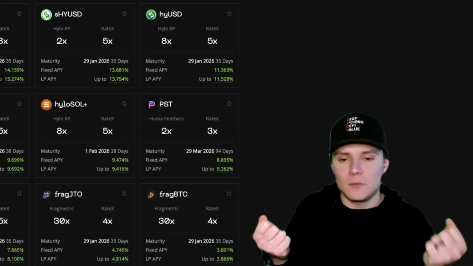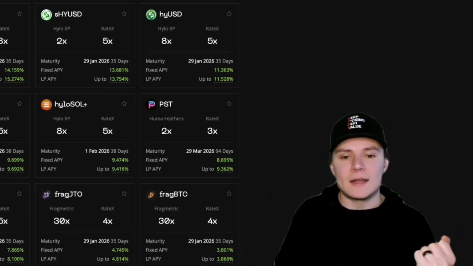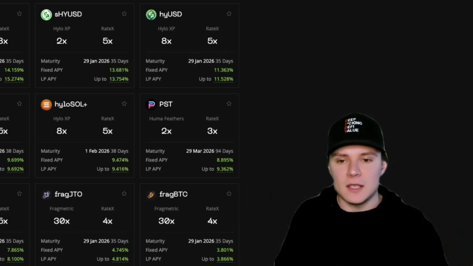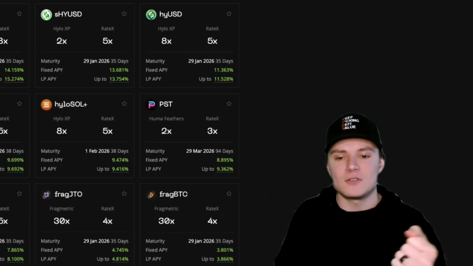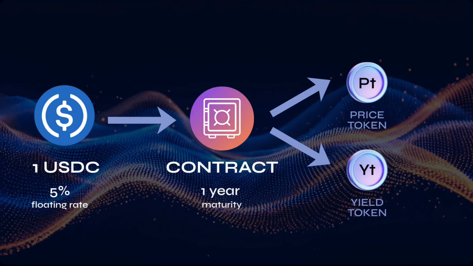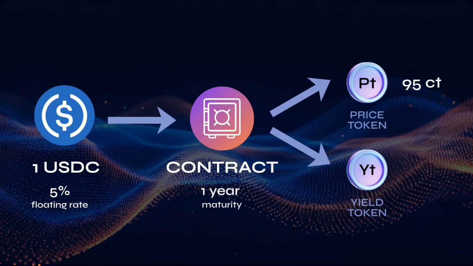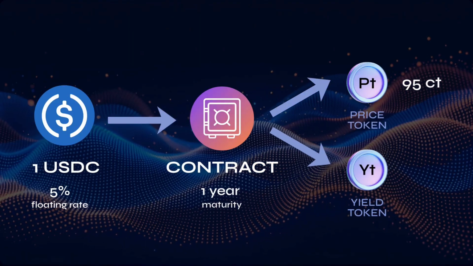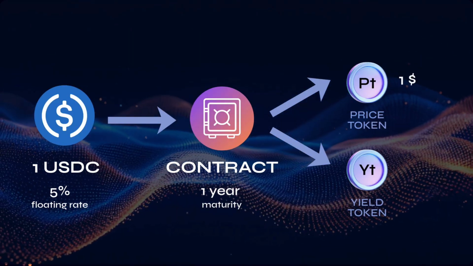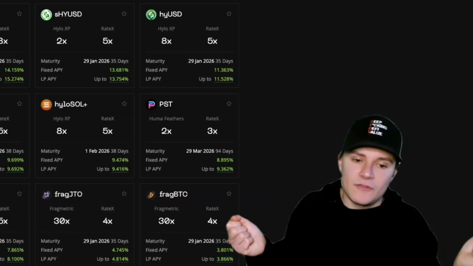So the PT stands for principal token, and is going to be issued at a discount. So let's say it's a 5% yield underlying. The interest rate is 5% on the fixed. It's a 1-year maturity. So if you put in $1, you're going to get a fixed token, a PT token worth 95 cents. And over time, that 95 cents is going to converge to $1. And at maturity, you make your 5%, roughly.